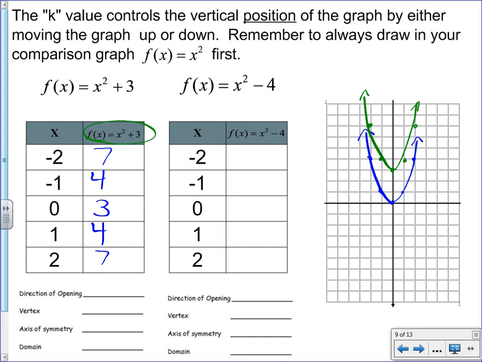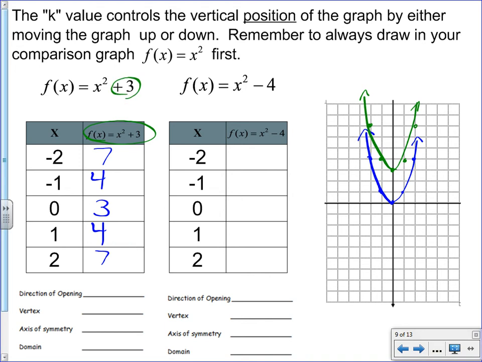What happened to this graph? What happened from blue to green? Oh, it moved up. How much? 3 spaces. It moved up 3 spaces. Every point here moved up 3 spaces. That 3 came from this plus 3 here.